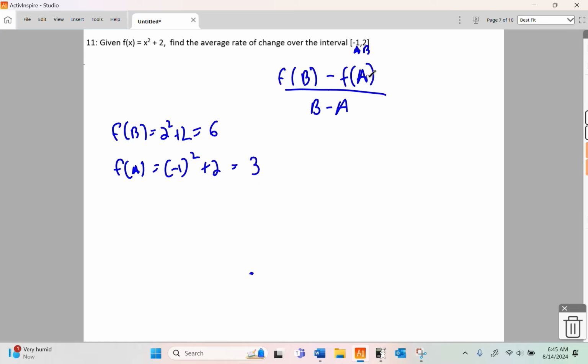And I've got my numbers up here now. So f of b was 6. I'm taking away 3. And I'm sitting over 2, take away a -1. 6 minus 3 is 3. 2 plus 1 is 3. And this reduces down to the number 1. And now we move on to the bonus stuff.